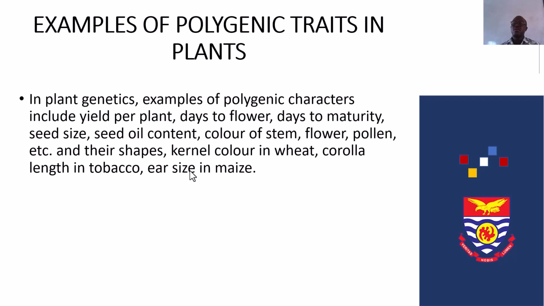In plant genetics, examples of polygenic characters include yield per plant, days to flower, days to maturity, seed size, seed oil content, color of stem, flower, pollen, etc., and their shapes: kernel color in wheat, corolla length in tobacco, ear size in maize.